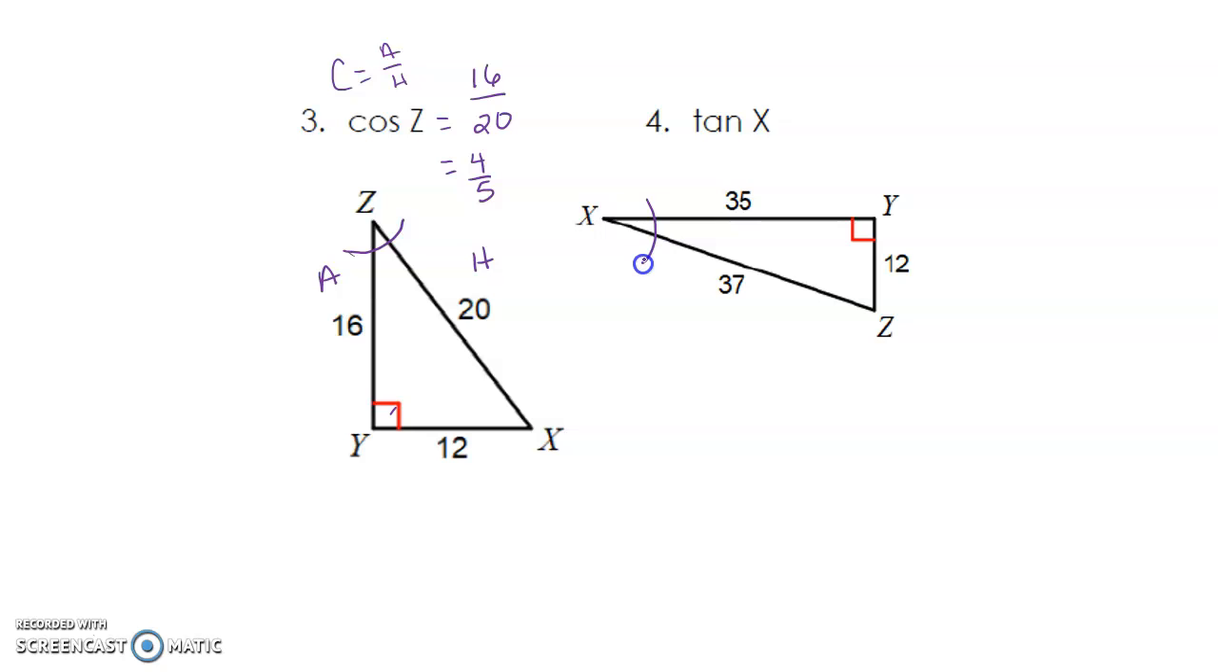Tangent of X, remember, tangent is opposite over adjacent, so I'm going to label those sides. This is my hypotenuse, so this one has to be my adjacent. There's my opposite. So I'm going to have 12 over 35.